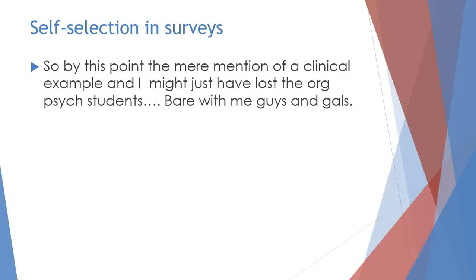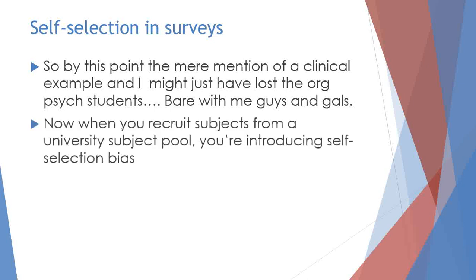So by this point, the mere mention of a clinical example, and I might just have lost the org psych guys. So bear with me, guys and gals, we will be getting to an org psych one. Now, when you recruit subjects from a university subject pool, you're actually introducing a self-selection bias. They choose whether to participate or not. Increasingly, a large number of students are conscientious objectors and they use the alternate assessment tasks, or they choose to do the study that sounds more fun or more cool, or that sounds like it'll be a little bit easier.